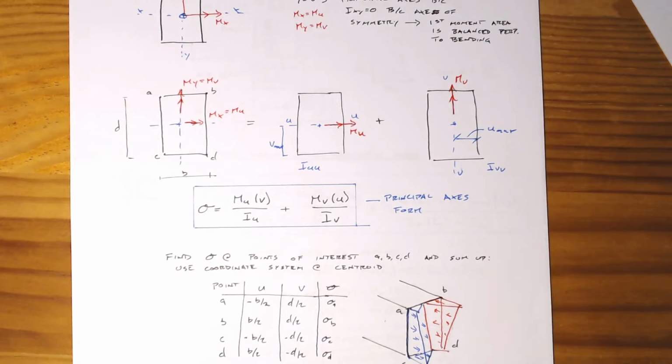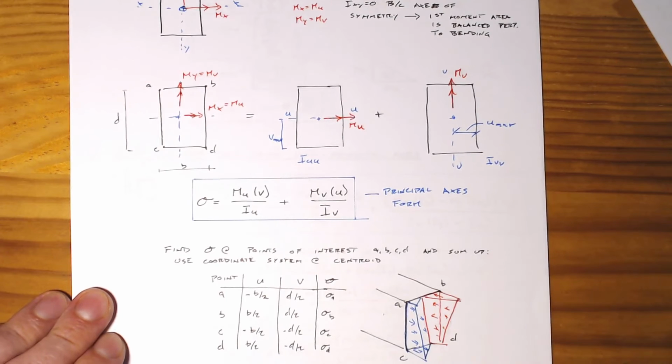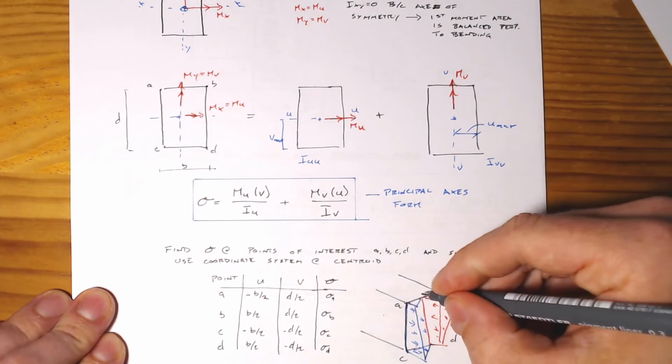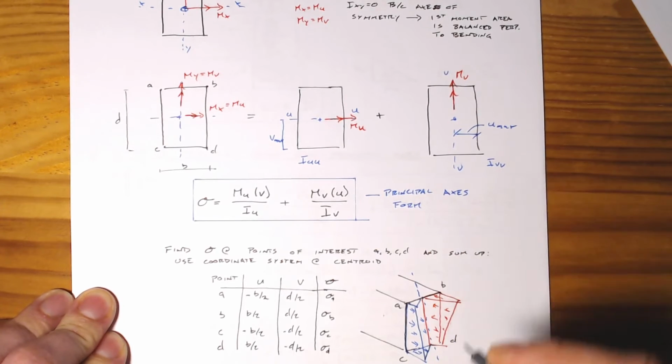So that's pretty straightforward in terms of just finding the magnitude of stresses. And for the most part, that's really what we care about when we're doing a design. However, the only thing that we don't know is really, what is the angle of the neutral axis?